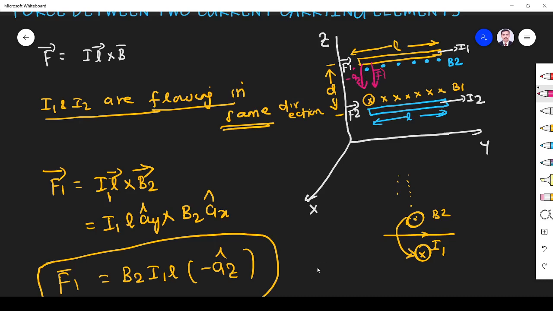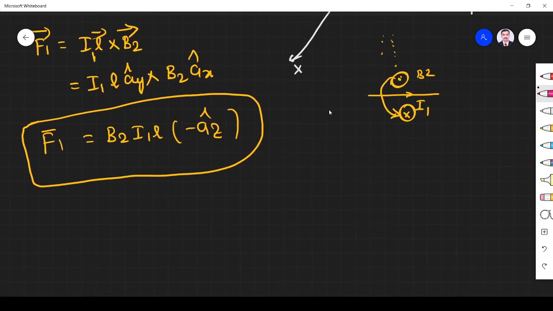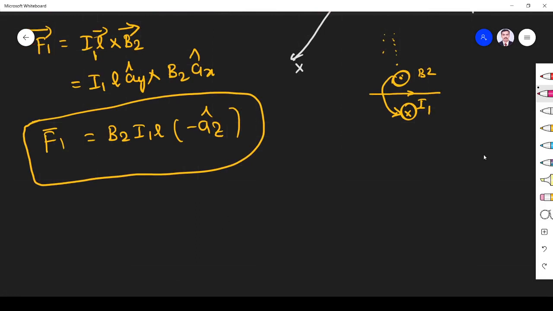Now we find force F2. We find the magnitude of F1 first, then we go to F2. Mod F1 is equal to F1, which is equal to B2 I1 L, since mod A is 1. So it is B2 I1 L.